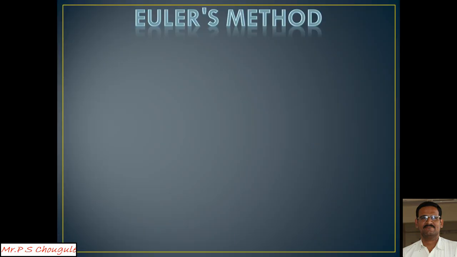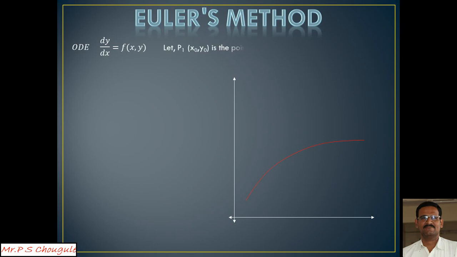So, in Euler's method, let's define one ordinary differential equation as dy upon dx is equal to f of x, y. Now I will show this with the help of a graph. Now this graph is of dy by dx. Now let P1 be the point on the curve having the coordinates x0, y0. So here it is, the point P1 having the coordinates x0, y0. The point is on the curve.